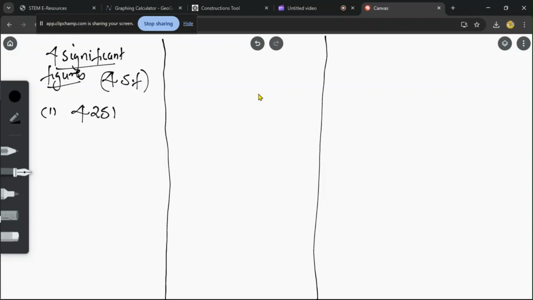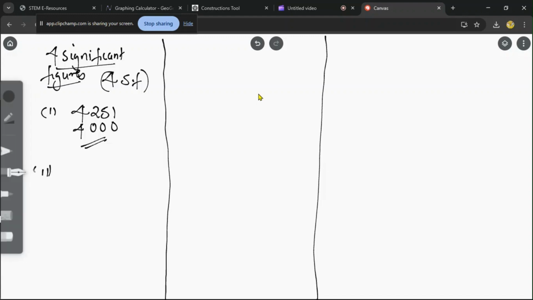I will start by counting here. This is 1, 2, 3, 4. I check the number before. Has it reached 5? No, it is less than. So this one I turn them to be 0, 1, 2, 3. So the answer here is 4,000, right?